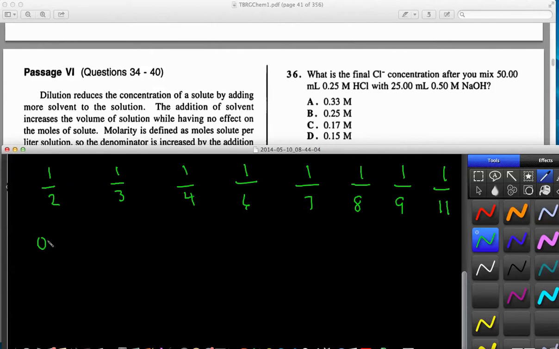This will be 0.5, 0.33 repeating, 0.25, 1/6 is 0.16 repeating, 1/7 is 0.142, 1/8 is 0.125. Now 1/9 are pretty interesting.